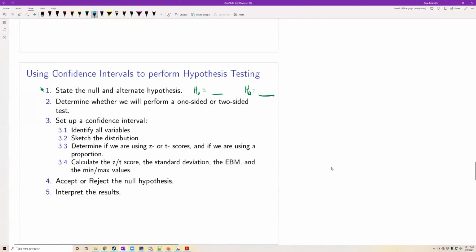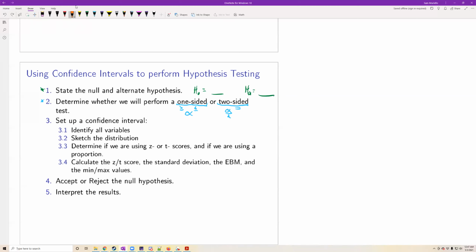Next, we need to determine whether we're doing one-sided, which remember is either greater than or less than, or two-sided, which would be equals. For one-sided, we use the entire alpha. For two-sided, we use alpha over 2. Remember, this is what we've already been doing, whereas using the whole alpha is different. So make sure you keep that in mind. Drawing the picture will help.